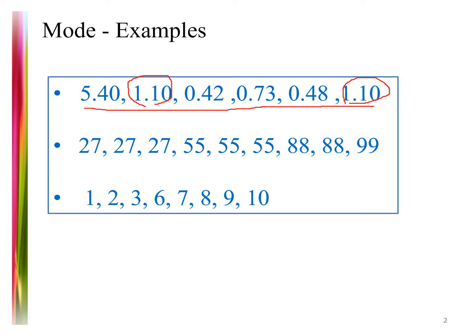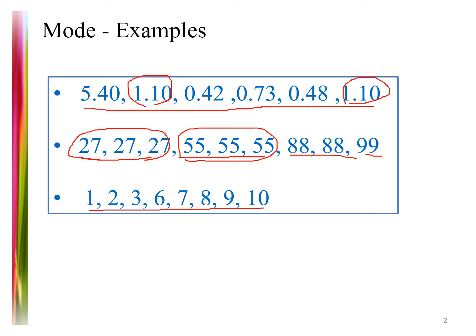And in the second example, 27 occurs 3 times, 55 3 times, 88 2 times, 99 one time. So in this case the maximum frequency is 3 times for 27 and 55. That means we have two modes, so it is a bimodal case, and 27 and 55 are our mode values. In this last example, each observation occurs only one time, so we don't have any mode. So no mode.